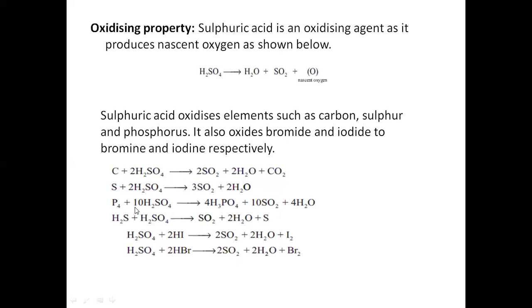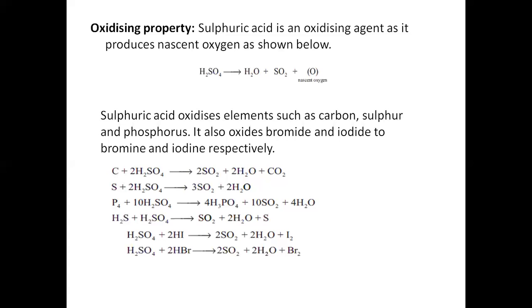Phosphorus is always in the P4 state. That phosphorus reacts with sulfuric acid and gives H3PO4 plus SO2 plus H2O. H3PO4 is phosphoric acid. In P4 the oxidation state is zero, and in H3PO4, phosphorus is in the +5 oxidation state.